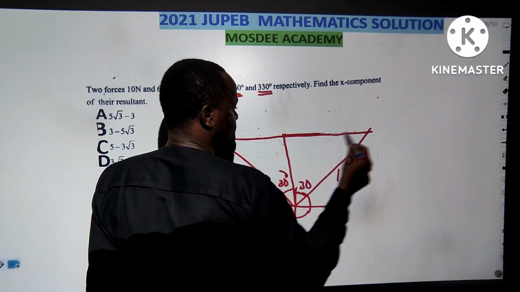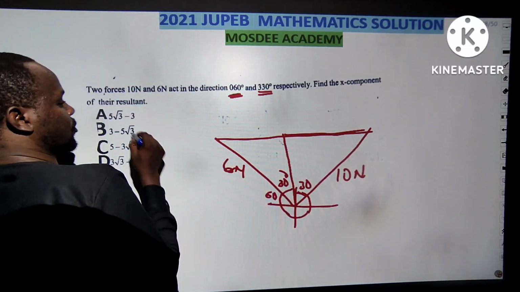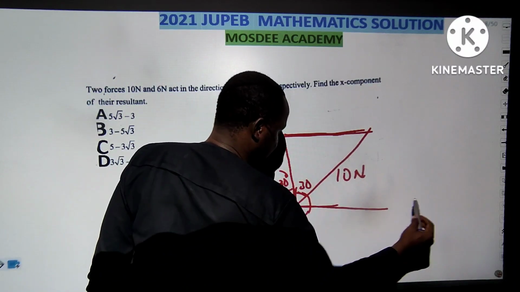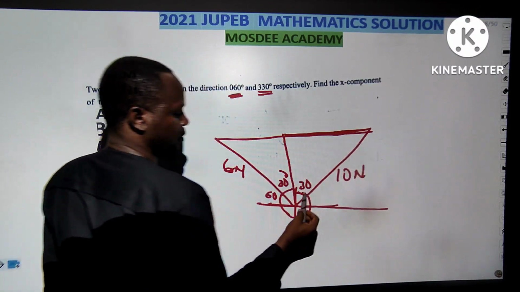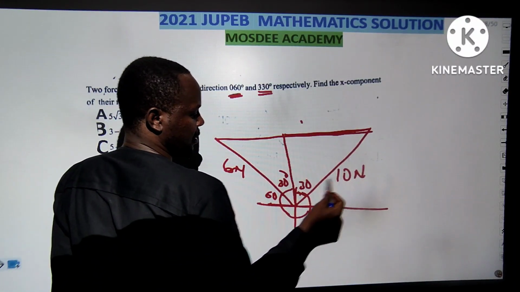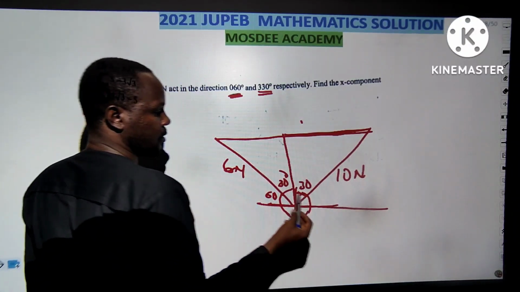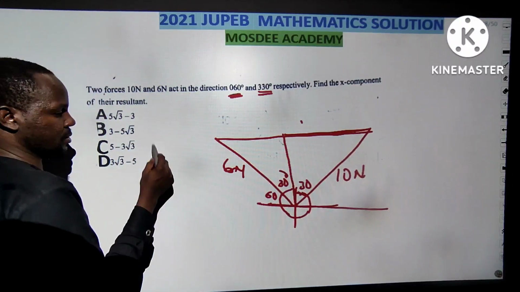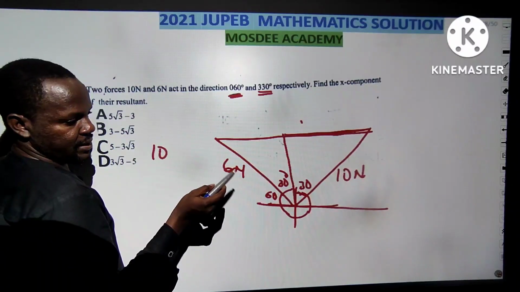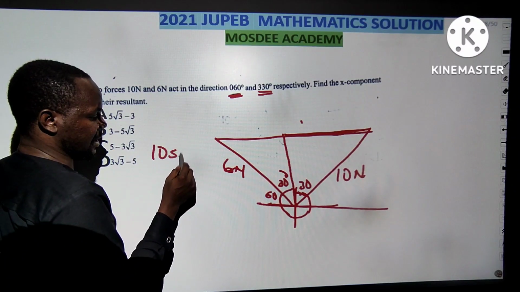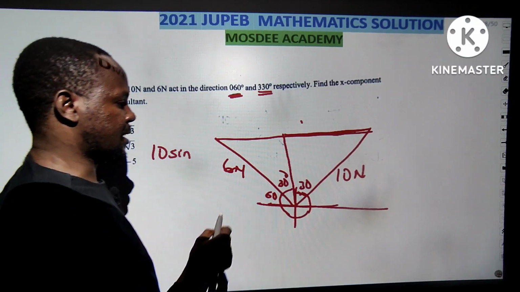So do this, get the angle here, because you need the x component. Everybody knows x is this. So that is why I'll get this. So you're solving opposite over hypotenuse. So that is 10 sine, am I right? 10 sine, I should be right. 10 sine 30.